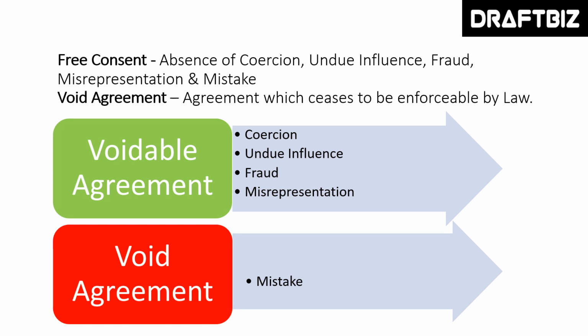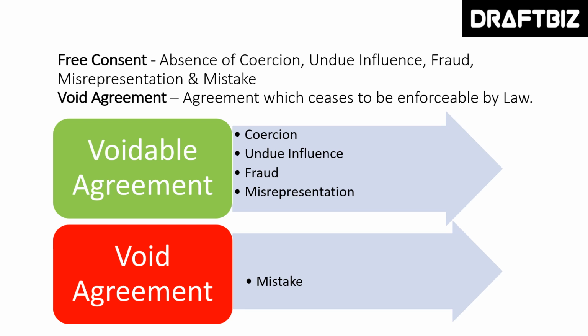So there are basically these type of results which arise out of presence of these five elements. Suppose the consent has been obtained out of coercion or undue influence or out of fraud or out of misrepresentation, then such agreements will be rendered as voidable agreements at the option of such party upon whom coercion, undue influence, fraud, or misrepresentation has been inflicted.